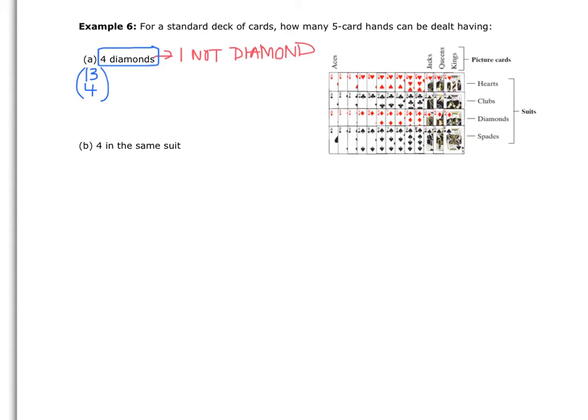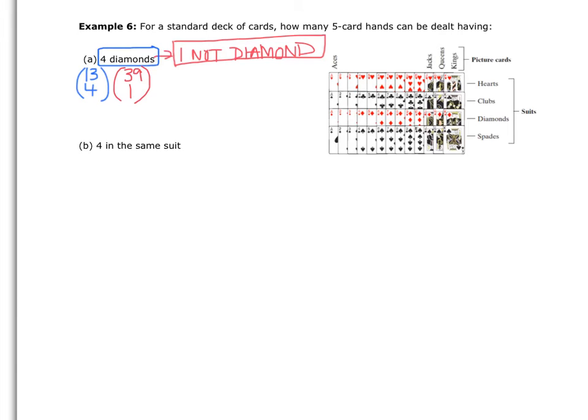Now let me skip to this one, not diamond card, because we have 5 total cards in our hand. So the number of cards that are not diamonds are all of the hearts, all of the clubs, and all of the spades. So that's 3 more sets of 13, so that's 39 cards. So there's 39 that are not diamonds, and we're choosing one of them.